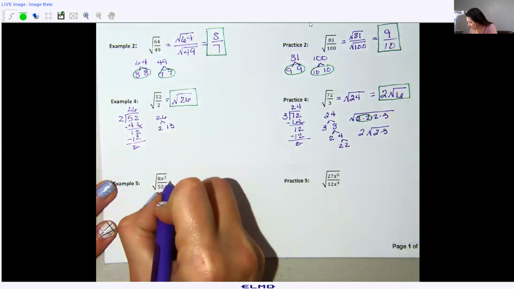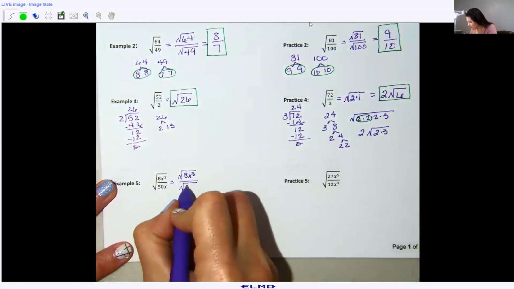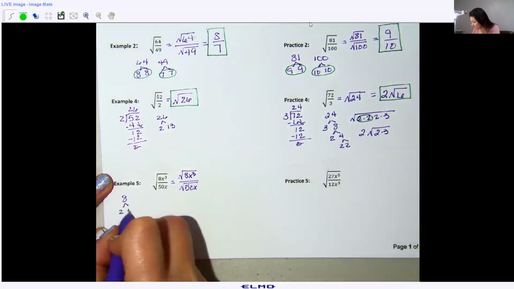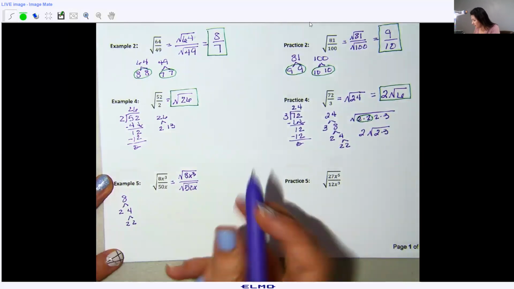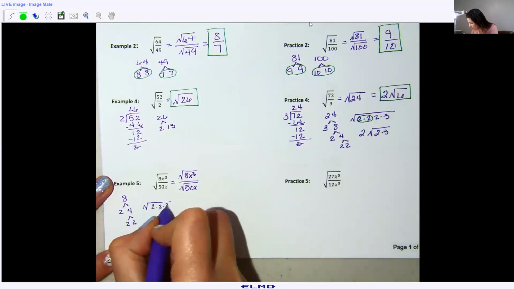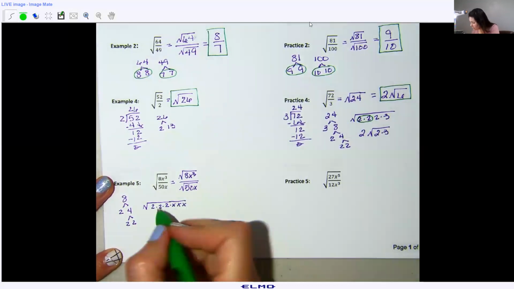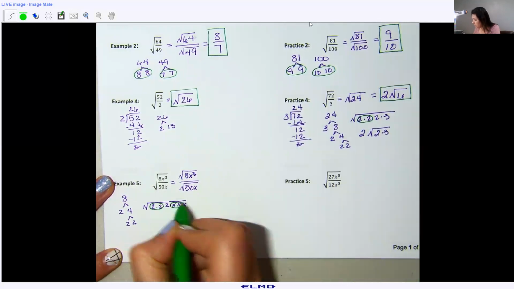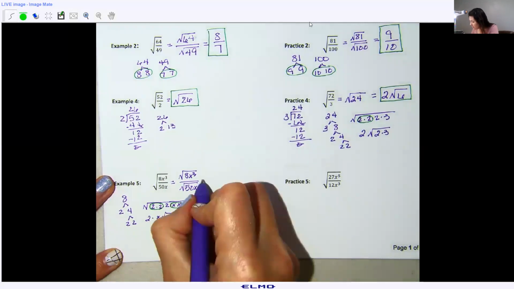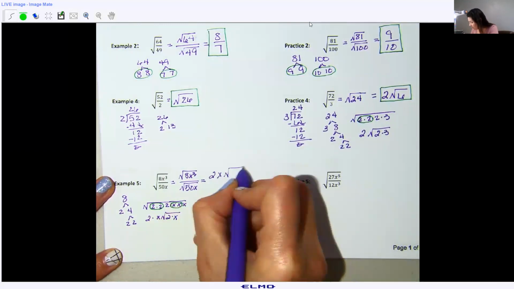And so this ends up being square root of 8x cubed over square root of 50x. Okay, and so I'm going to factor these out. Okay, so we have 8, 2 times 4, and 2 times 2. So 2 times 2 times 2, and then I have 3 x's. Okay, and this is a square root, so I'm going to circle groups of 2. Okay, so when I pull that out, I have 2 times x on the outside and 2 times x on the inside. So the square root of 8x cubed is 2x square root of 2x.